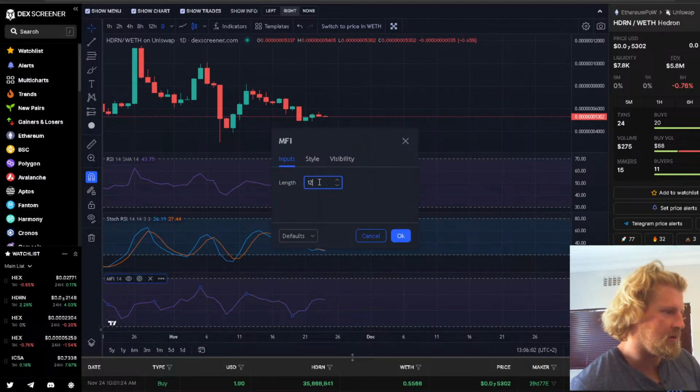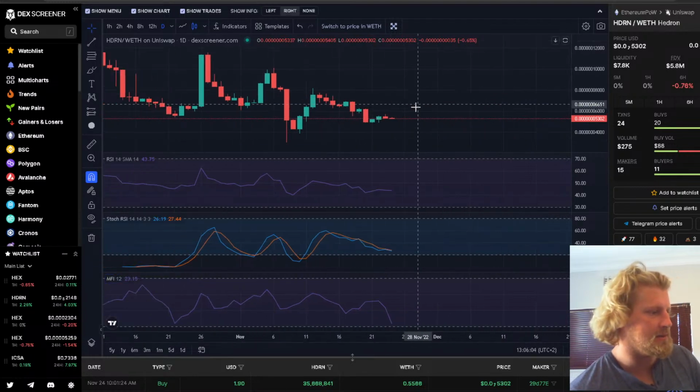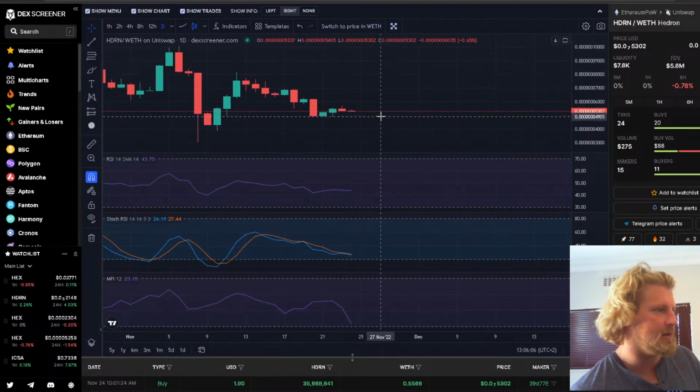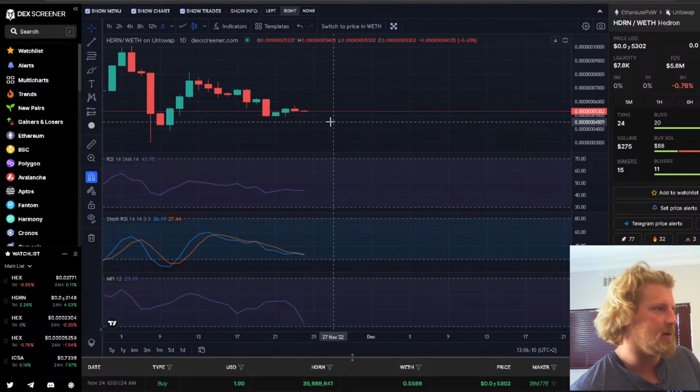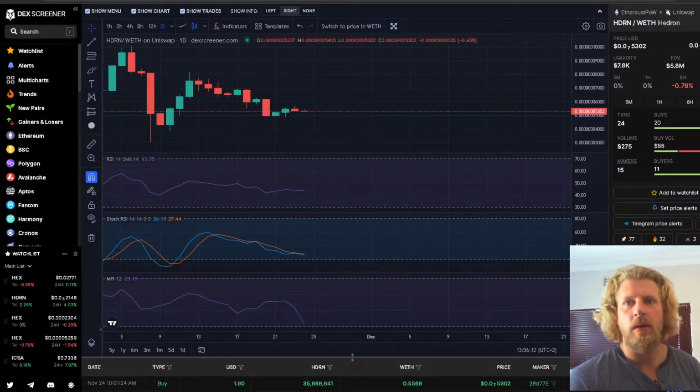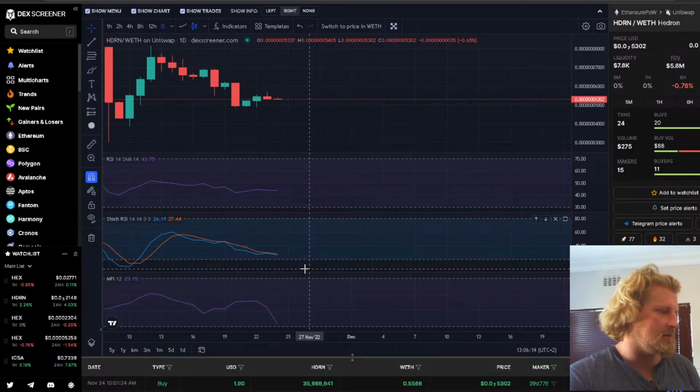So Hedron is not as good a buy as Hex, with the MFI coming down very, very quickly. But we want all three of these indicators to be at the bottom for it to be a buy. Yeah, so that is that.